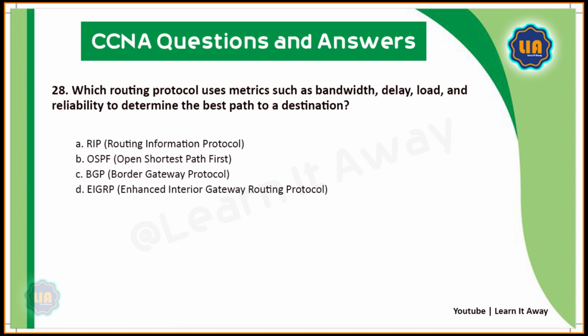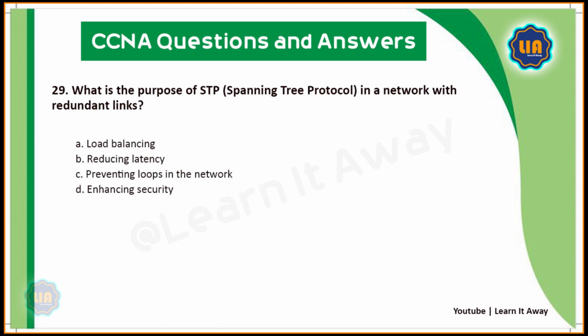28. Which routing protocol uses metrics such as bandwidth, delay, load, and reliability to determine the best path to a destination? A. RIP. Routing Information Protocol. B. OSPF. Open Shortest Path First. C. BGP. Border Gateway Protocol. D. EIGRP. Enhanced Interior Gateway Routing Protocol. Answer. D. EIGRP.